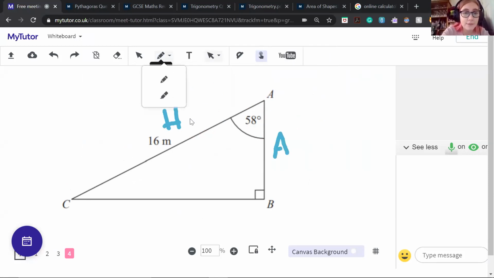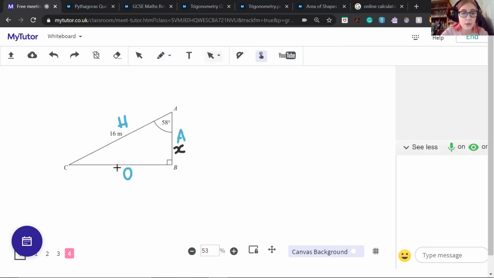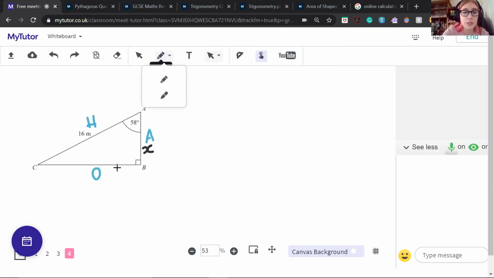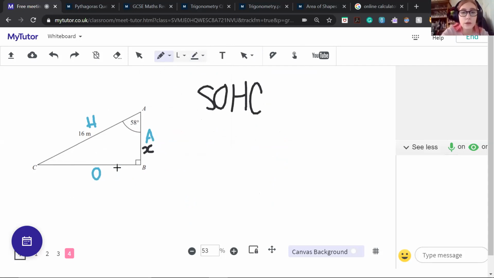Oh, sorry, I didn't actually label which one was x. We're being asked to find this side here, AB. And this one's the opposite because it's not linked to the angle at all. It's just dead opposite it. So we've done that. We're going to write out Sohcahtoa.